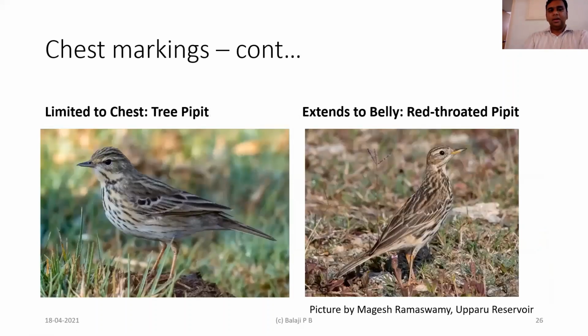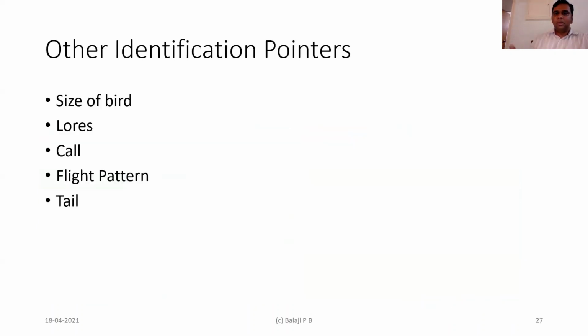But between the tree pipit and the red-throated pipit, you can see that in the tree pipit the chest markings only extend to the chest, whereas in the red-throated pipit they extend all the way to the belly. You can see it on the flanks as well. So this is how you distinguish a tree pipit from a red-throated pipit. This red-throated pipit was photographed by Mahesh Ramasamy in Uppar Reservoir. I've taken this from his Facebook post.